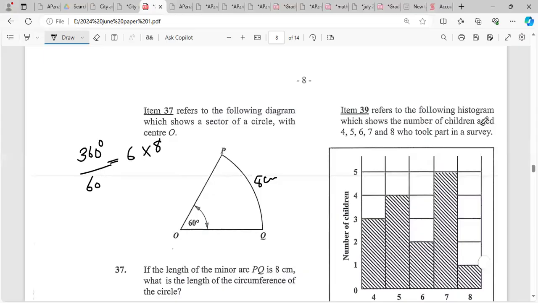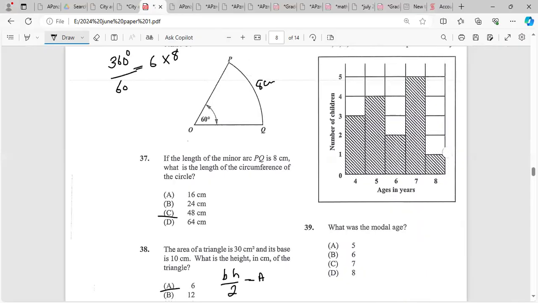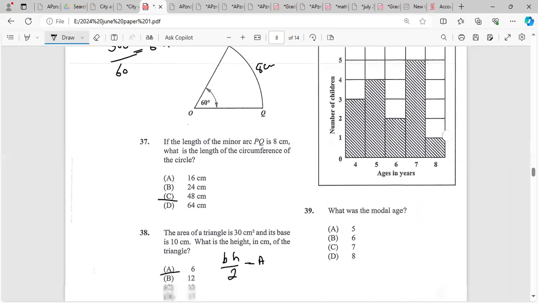Item 39 refers to the following diagram, which shows the number of children aged 4, 5, 6, and 8 who took part in a survey. Why am I not getting the side? I can't move over to the left one. So let me make it smaller a bit. What age is the modal? Now the modal age would be the tallest bar, which is 7. So it's going to be 7.